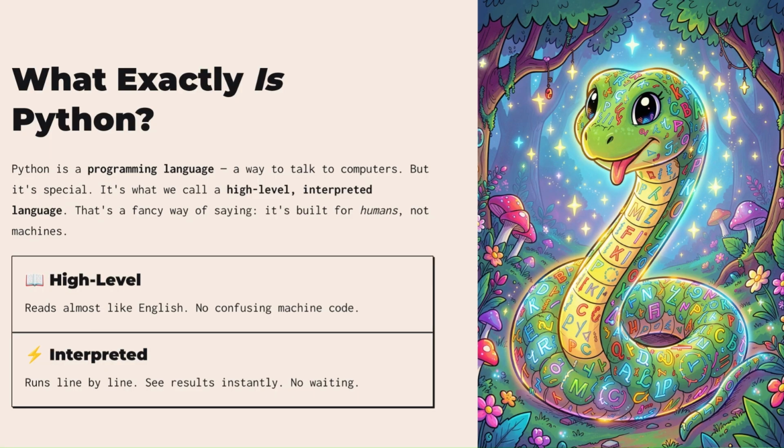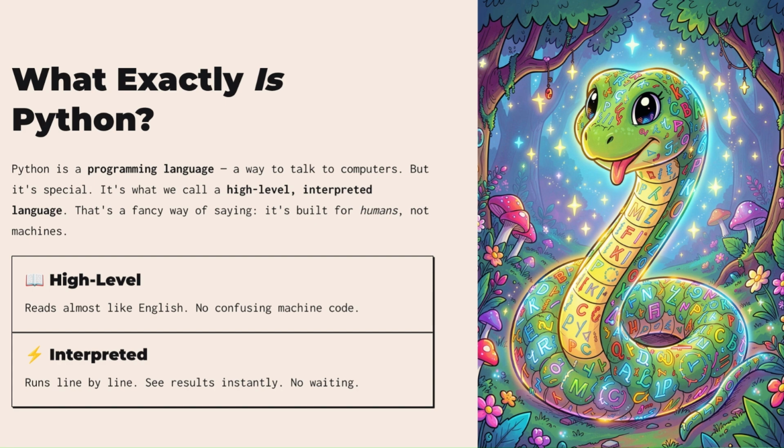What exactly is Python? Python is a programming language. More specifically, it's what we call a high-level interpreted language. High-level means it's designed for humans to read and write easily. Unlike older languages that look like machine code, Python reads almost like English. Interpreted means Python runs your code line by line and gives you immediate feedback.